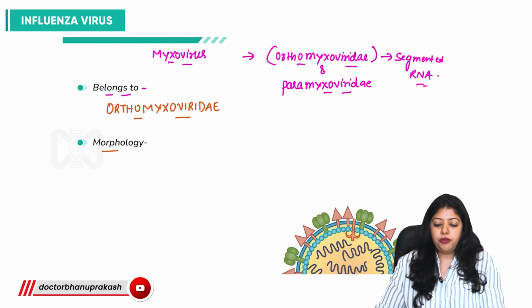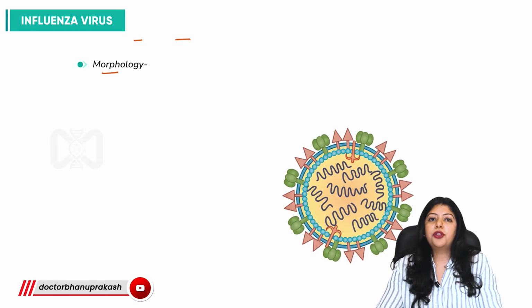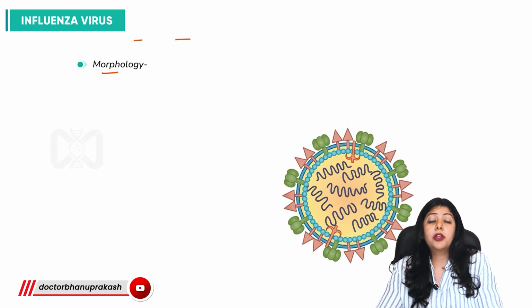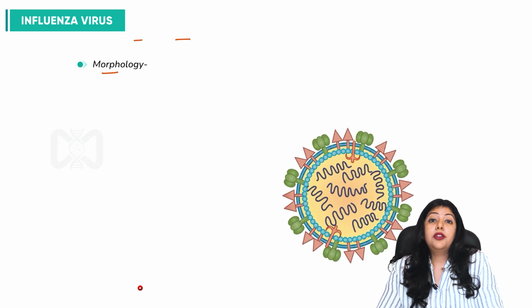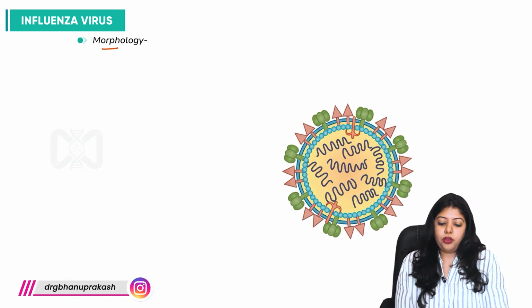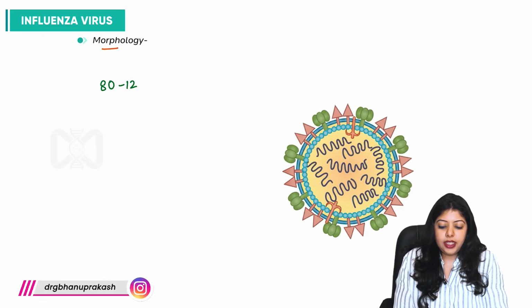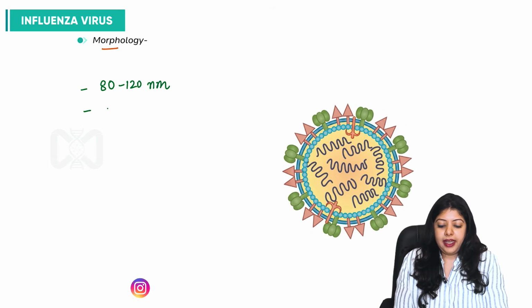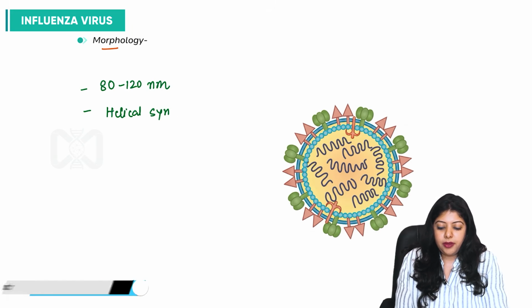And for understanding the morphology, we first must talk about the size, then the symmetry, then different structural proteins, the segments which are present inside, etc. So let's first talk about the size. It is around 80 to 120 nanometer. And this virus has helical symmetry. Helical symmetry.